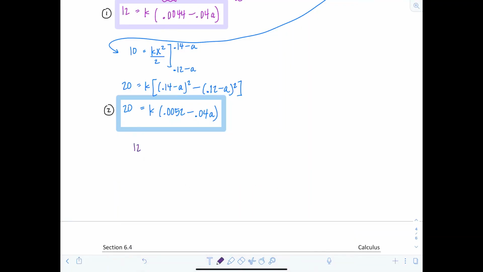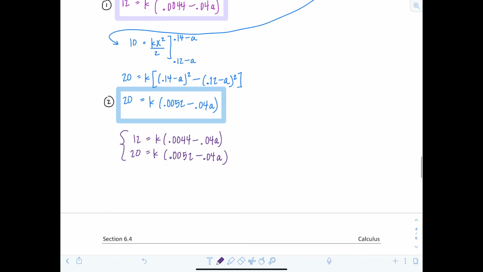So we have 12 equals k times 0.0044 minus 0.04a. And I have 20 equals k times 0.0052 minus 0.04a. Okay, lots of different ways to solve the system, especially if it's linear. Oh no, it's not, because if you distribute the k, you have ka. Anyways, I think the best thing is we can divide the equations by each other and cancel the k out. The only thing is I'd rather have the second equation on top instead, and we know k is not going to be 0, so we're allowed to do something like this.